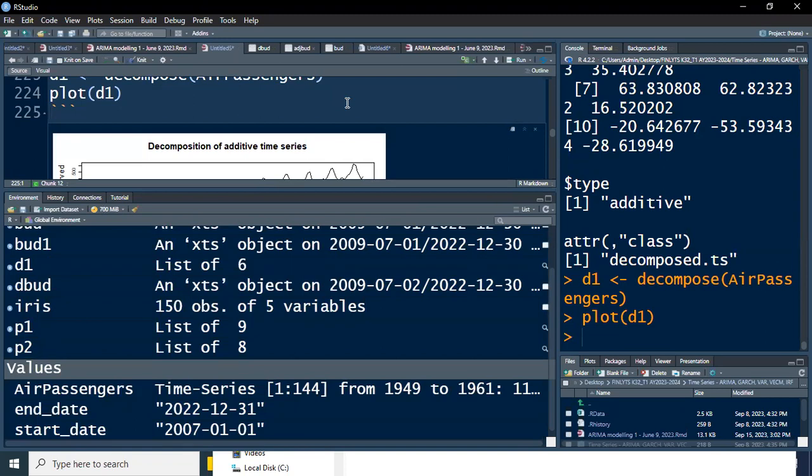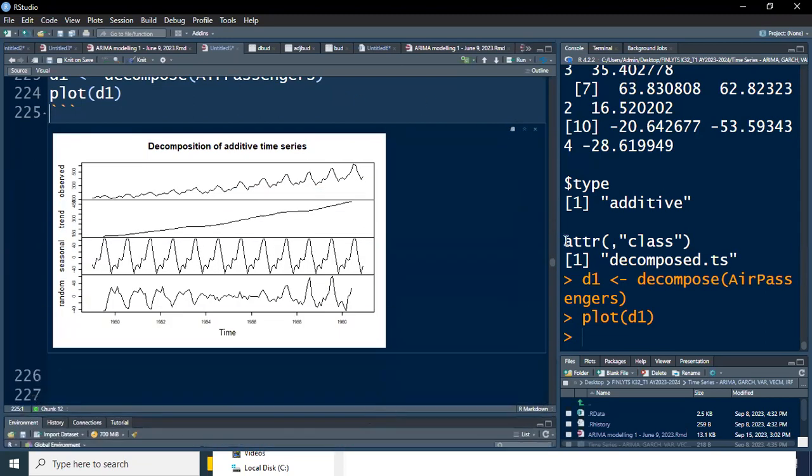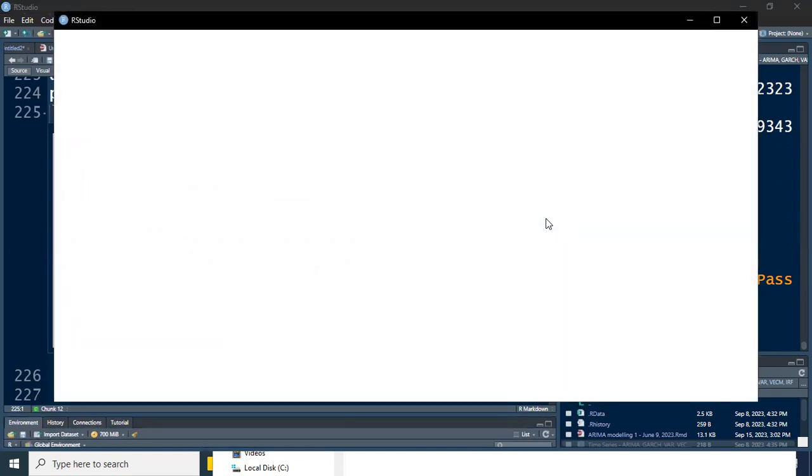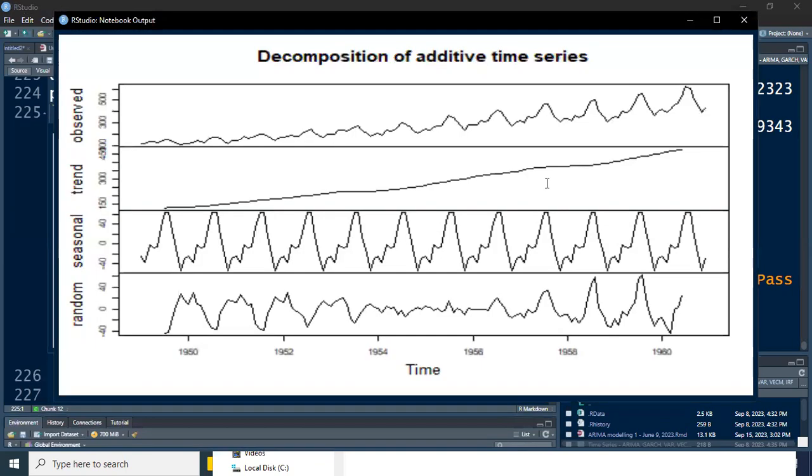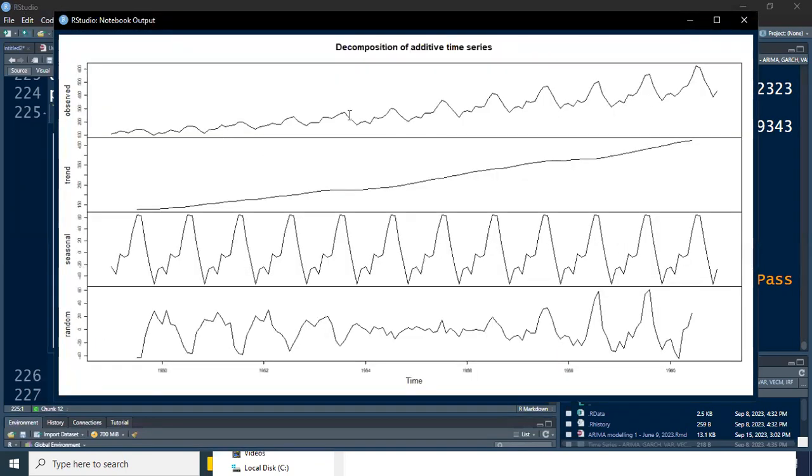If you remember, we decompose class. Yeah. So this is what Glenn was asking about a while ago. Okay, AirPassengers, this is its data, no? This. It has a trend. Then it also has a seasonal trend.